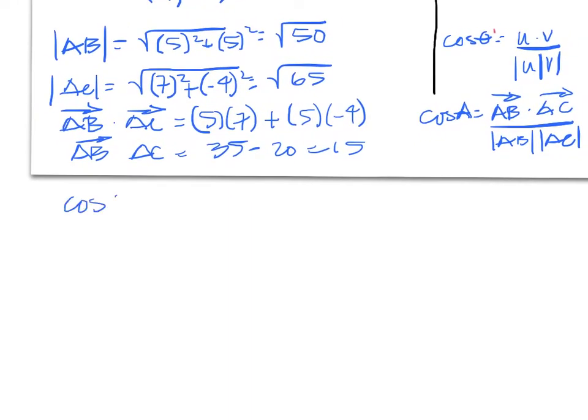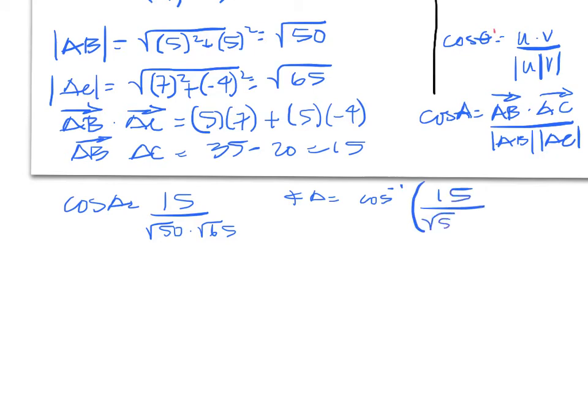So cosine of A is A times B, which is 15, divided by the absolute value of A times the absolute value of B, which is the square root of 50 times the square root of 65. Okay, but if I want to find angle A, I have to do the inverse cosine of this. So angle A will be the inverse cosine of 15 divided by the square root of 50 times the square root of 65, which is 74.74 degrees.